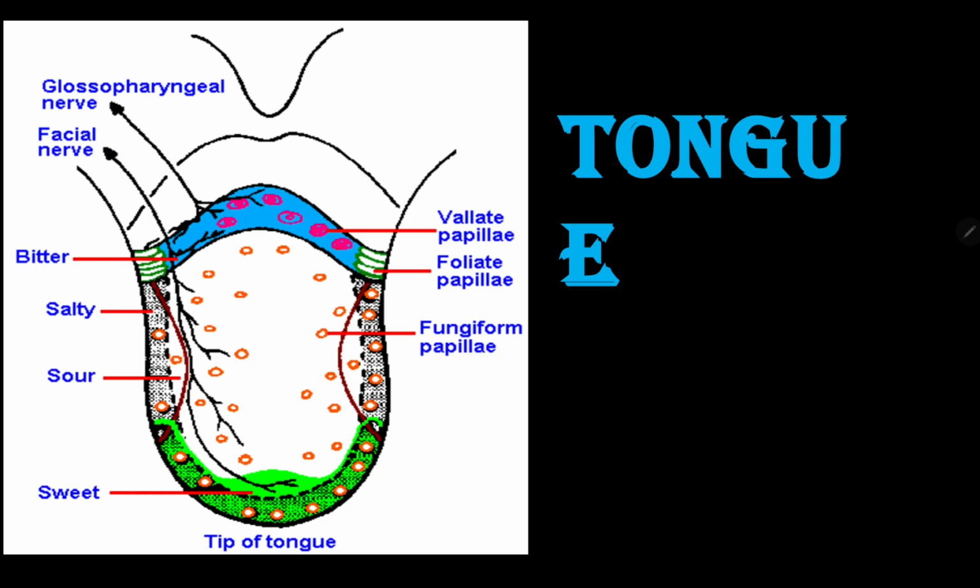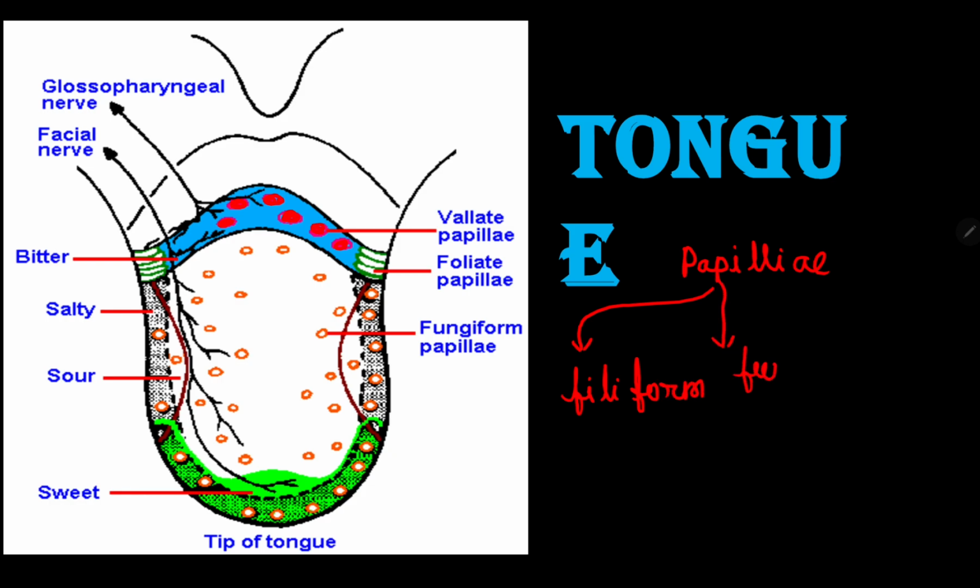Like you see the tongue, you will observe that in the tongue so many small protruded structures are present. These small bump like protruded structures are called papillae. These papillae are of four types. First, filiform papillae. Second, fungiform papillae. Then foliate papillae, and then the last one is circumvallate papillae. Filiform papillae is most abundant in number.